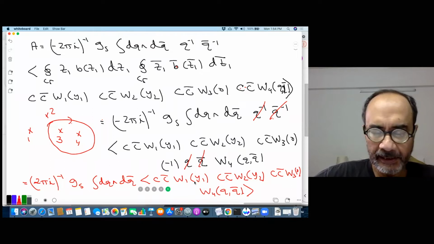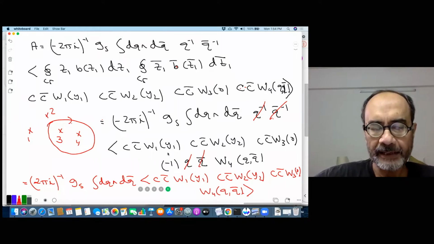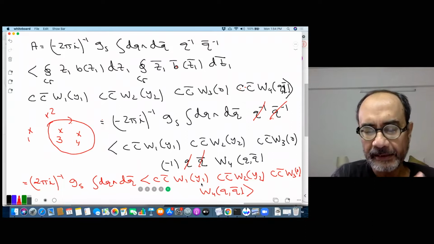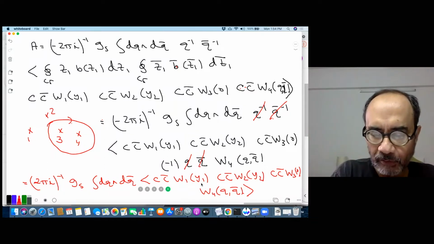If you have done any string amplitude computation before, you might have seen this. What we have done here is derive this formula, which in fact is one of the first things one encounters in studying string amplitudes, as a special case of the most general formula that I wrote down. That's the most general formula for the bosonic string theory, and this comes out as a special case of that formula.